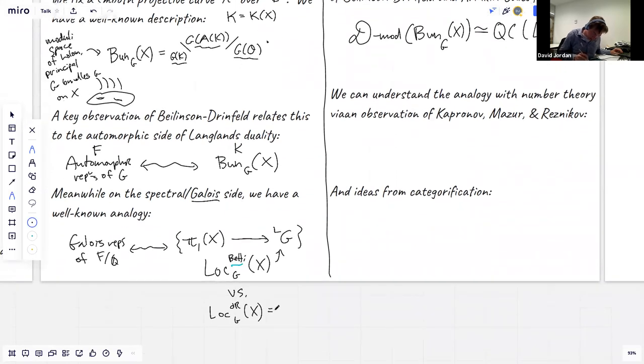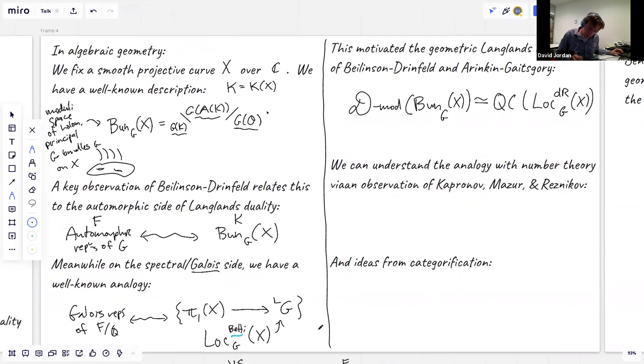And so I should now clarify, let me spell out a little bit more. So if loc G Betti is representations from pi one of X into the Langlands dual, loc G de Rham is certain GL bundles with a flat connection, nabla, so GL bundles E with a flat connection on E. So somehow this is a sort of differential geometry version, and this is a sort of homotopy theory version of the same problem. Okay, and so motivated by these analogies and some other ones that I won't go into, they pose this duality.